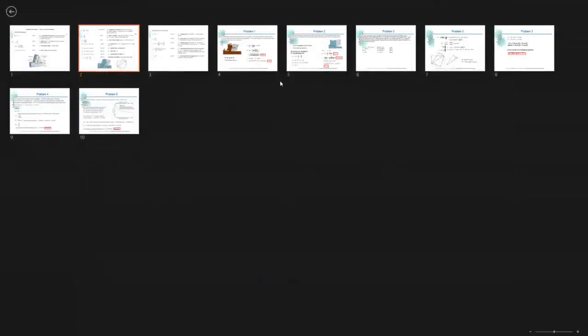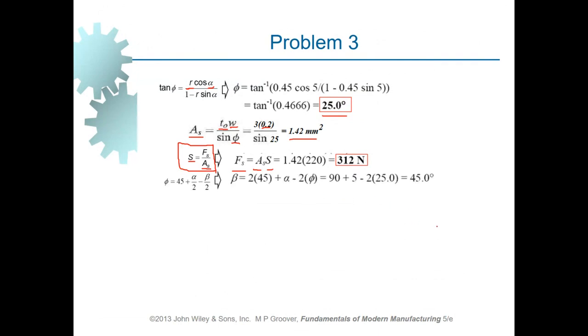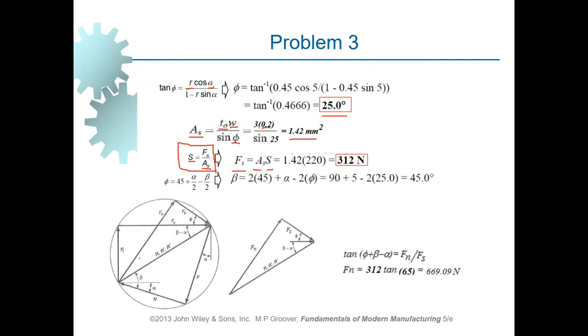Okay, back to the problem. We had Fs computed. Now let's take a look at the force diagram, which is something that we had in the lecture. Let's take a look at this triangle in the force diagram. Fs is something that is computed. If we have this angle computed, then we can compute the other side of the triangle, which is Fn.